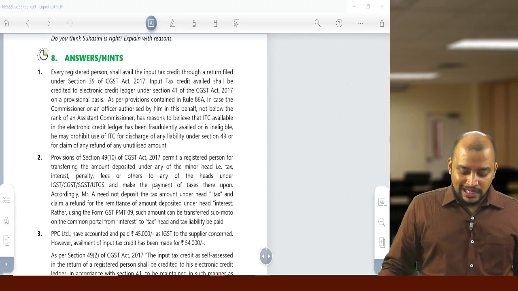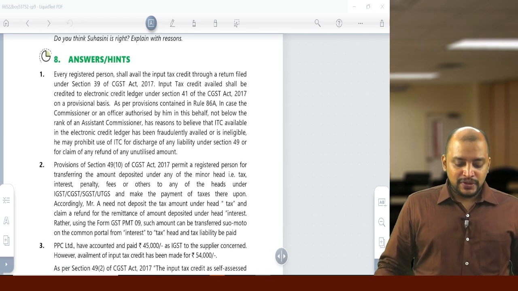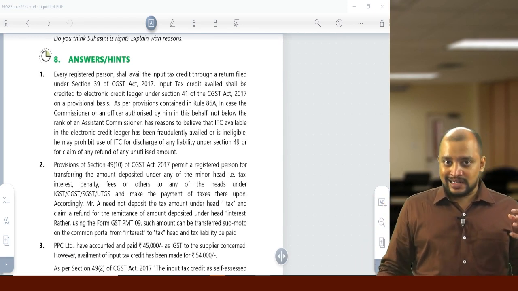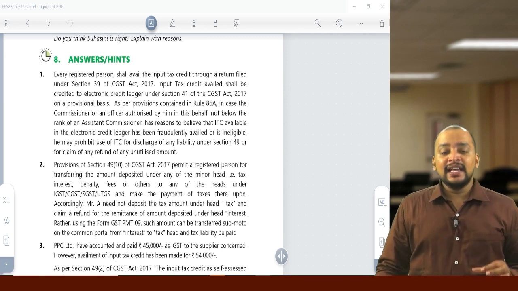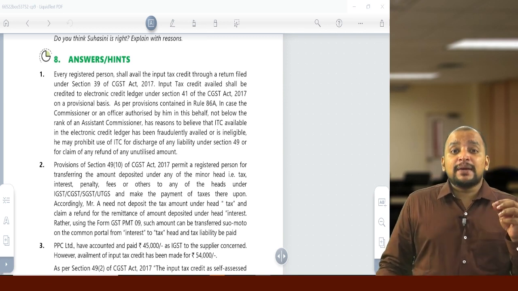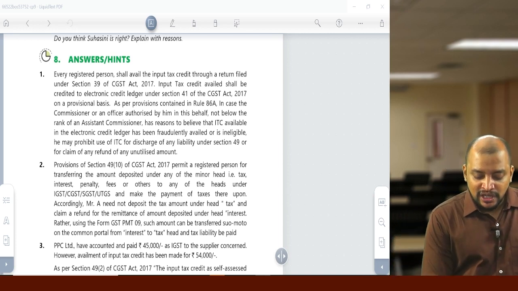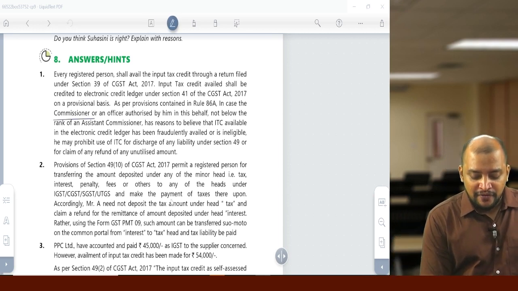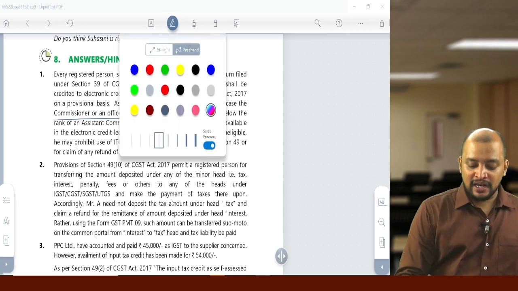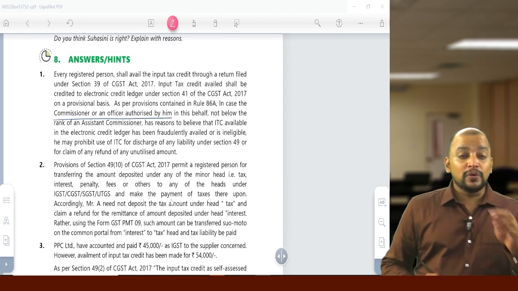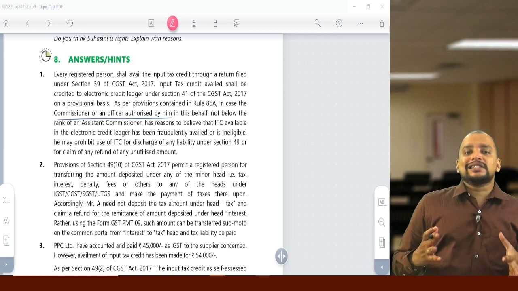So Rule 86A says that whatever input tax credit has been availed can be suspended for a maximum period of 1 year by the commissioner or any other officer authorized by him. Okay, so I am now discussing Rule 86A. What does Rule 86A say?